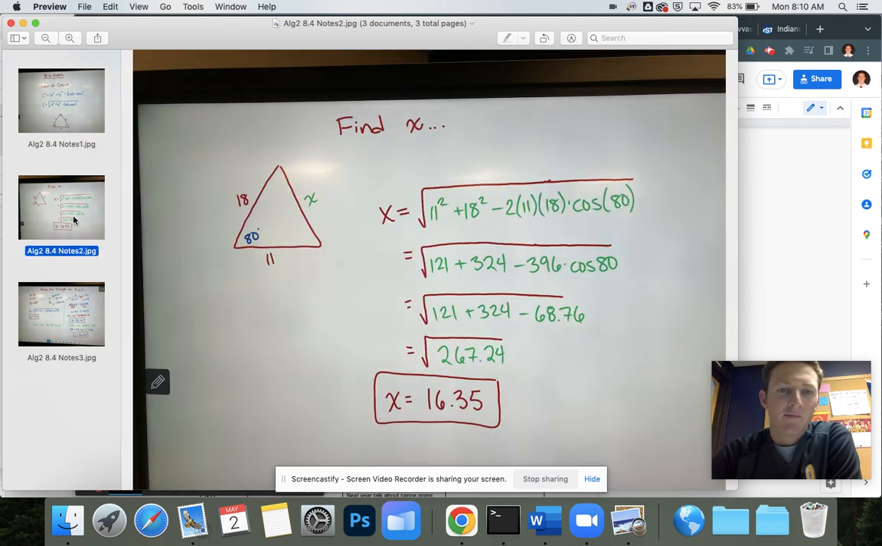So let's see an example. We want to find x right here. They give us two sides, one angle, and we want to find the side opposite of that angle. Well, this side, x, is going to be the square root of 11 squared plus 18 squared minus 2 times a times b times cosine of C, right? That's what we just wrote down on the previous slide. We just plugged everything in. And then you just plug this into your calculator, and we would eventually get x equals 16.35. A lot of these numbers are not going to be perfect because they're not perfect right triangles, so that's okay.